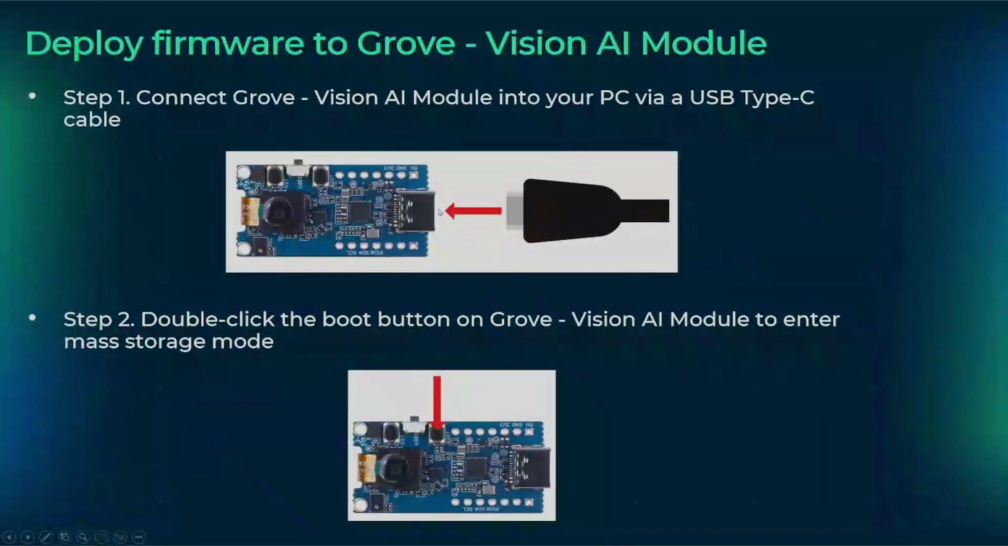So this is how you deploy the firmware. You connect to the USB, and you double click on this boot button to enter the bootloader mode, which will open a new drive on the computer, and you just drag the .uf2 to the drive. So this is a demo.